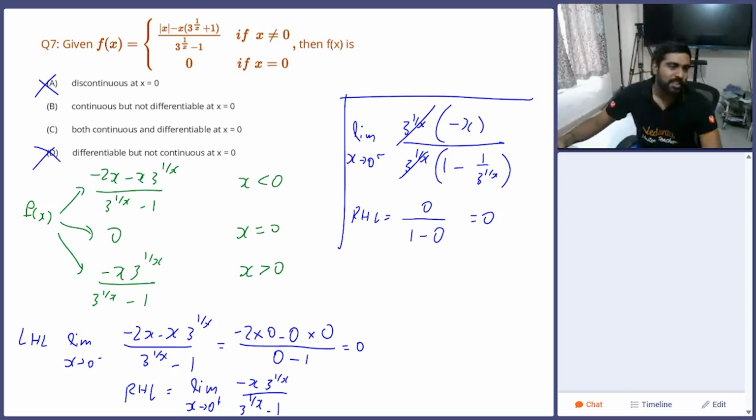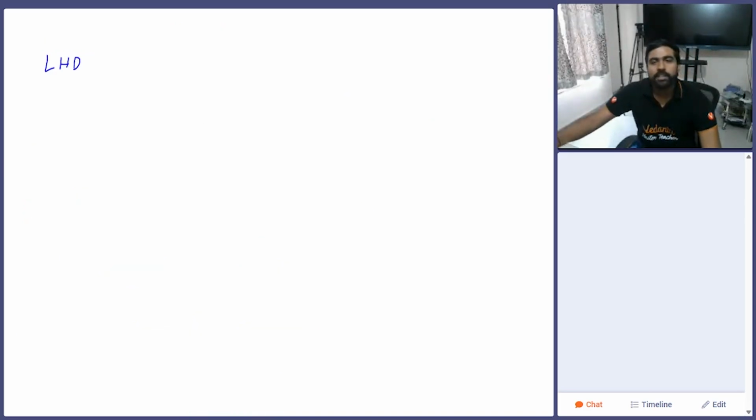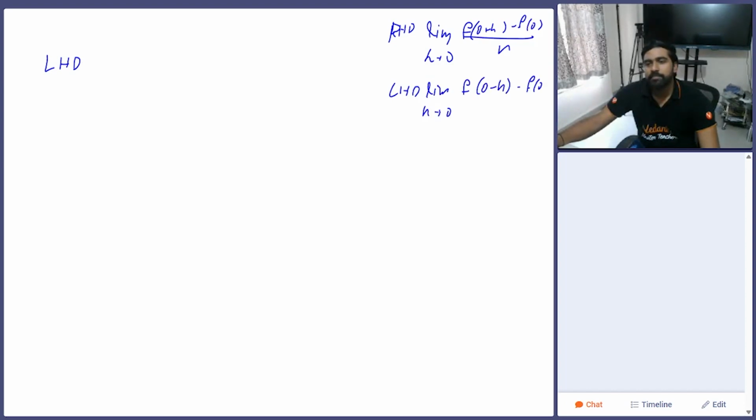Now let's move over to differentiability. So I'll find the left hand derivative. What is the formula for the left hand derivative and right hand derivative? We know that the right hand derivative is limit h tending to 0, f of a plus h. In this case we are talking about 0, so I can directly write it as f of 0 plus h minus f of 0 divided by h. And for the left hand derivative, you will have limit h tending to 0, f of 0 minus h minus f of 0 divided by h. This f of 0 is equal to 0 only.